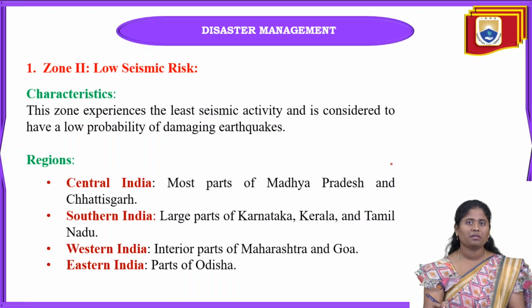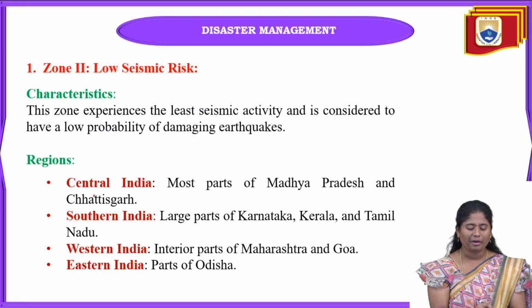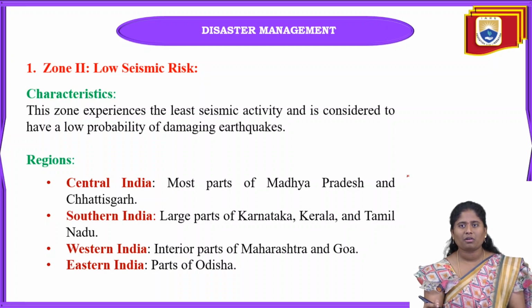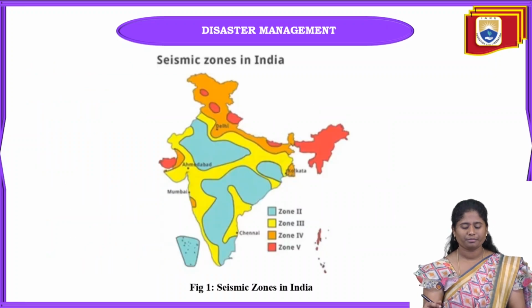And what are the main regions in our country for Zone 2? One is central India, most parts like Madhya Pradesh and Chhattisgarh. In southern India, large parts of Karnataka, Kerala, Tamil Nadu and Andhra Pradesh also come under this Zone 2. Next is Western India, where Maharashtra and Goa come under Zone 2. And next, in the Eastern region, Odisha and similar areas come under this Zone 2.